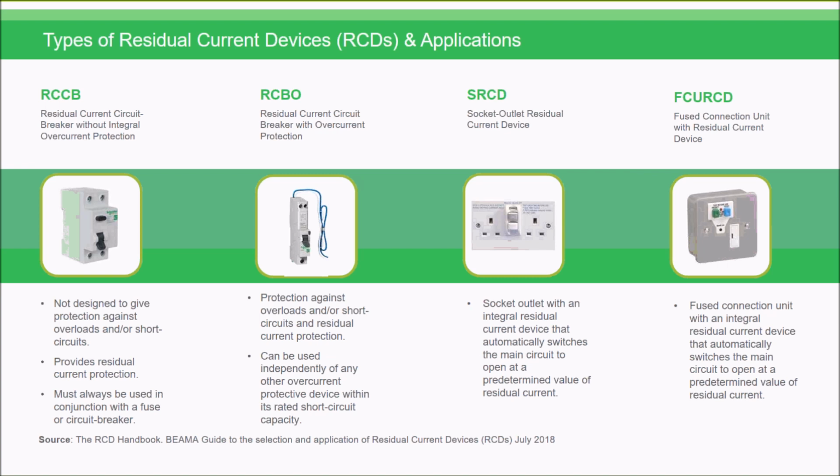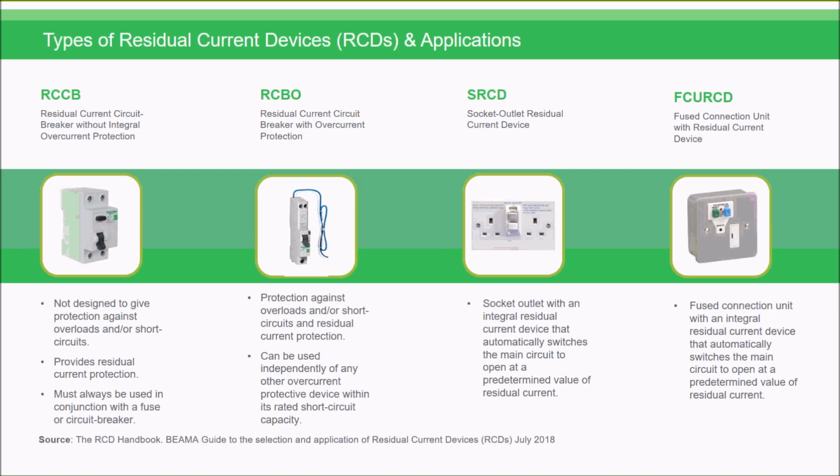There's a number of devices within the family of RCDs, and we can see here a number of them and their applications. So an RCCB is a residual current circuit breaker without integral overcurrent protection. This is basically a device that would sit on a DIN rail, and it's not designed to give protection against overloads or short circuits, but it provides residual current protection. It should be used in conjunction with a fuse or a circuit breaker to provide complete circuit protection.